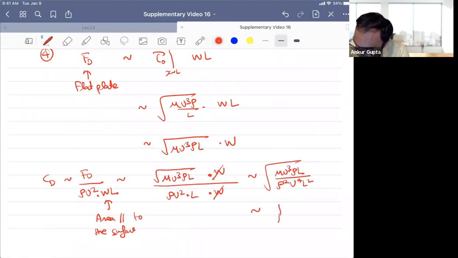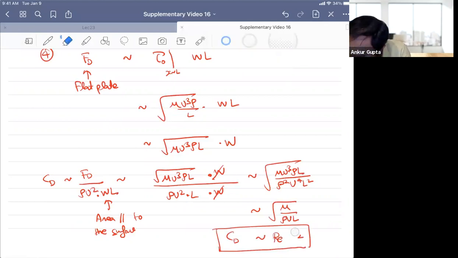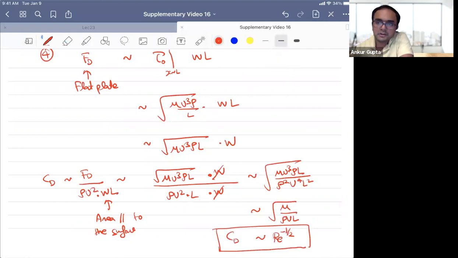This will get simply rho ul by mu, or mu by rho ul here, or this becomes Reynolds number to the power minus half. Okay, so this is how the drag coefficient goes. And in the class we had seen that this actually becomes 1.328 times this factor, but again, we're able to get pretty accurate results just through scaling analysis for drag force, okay?